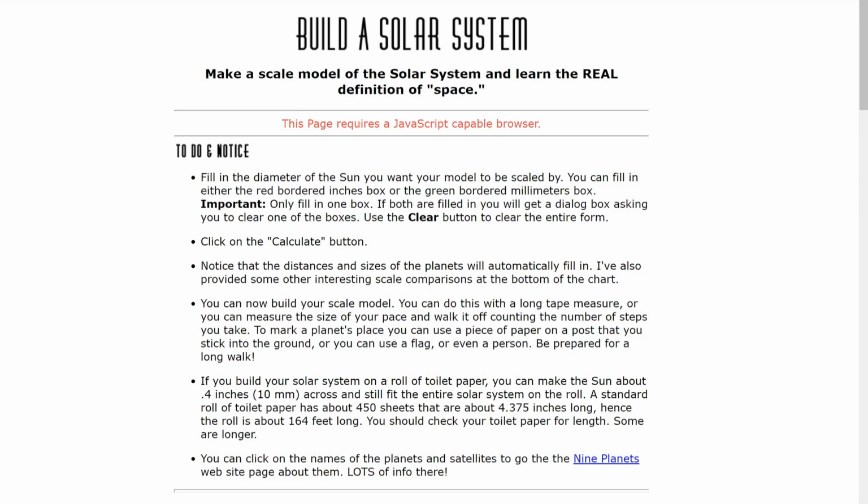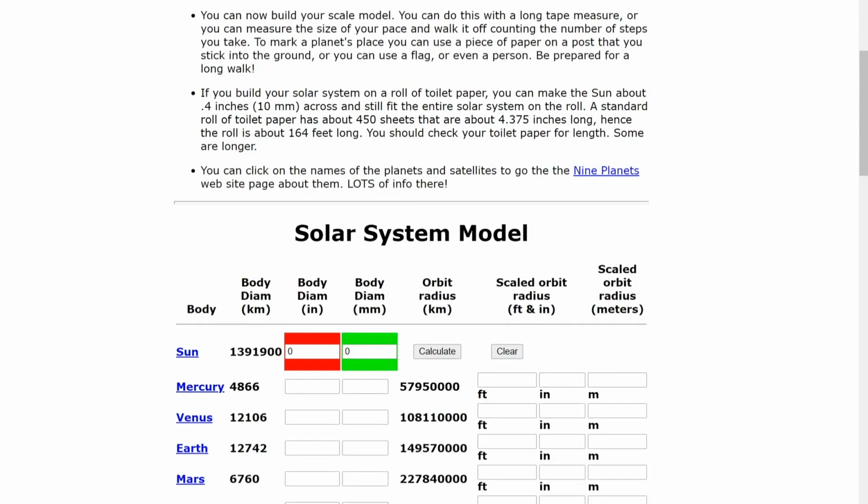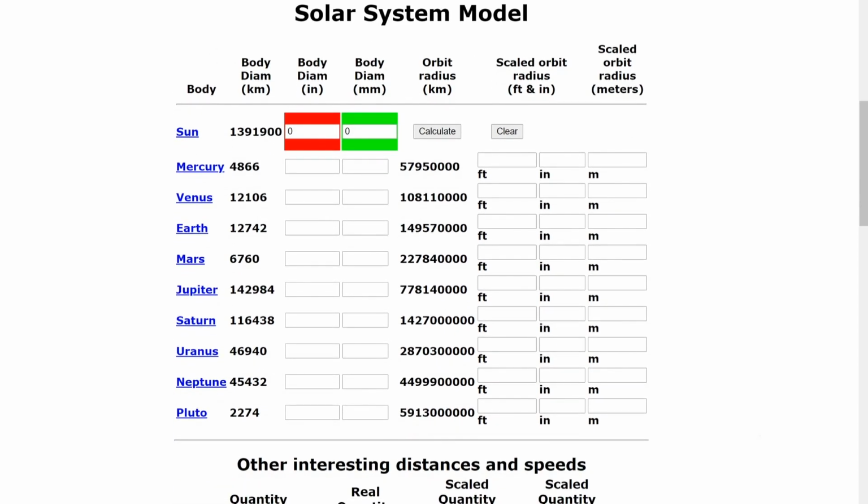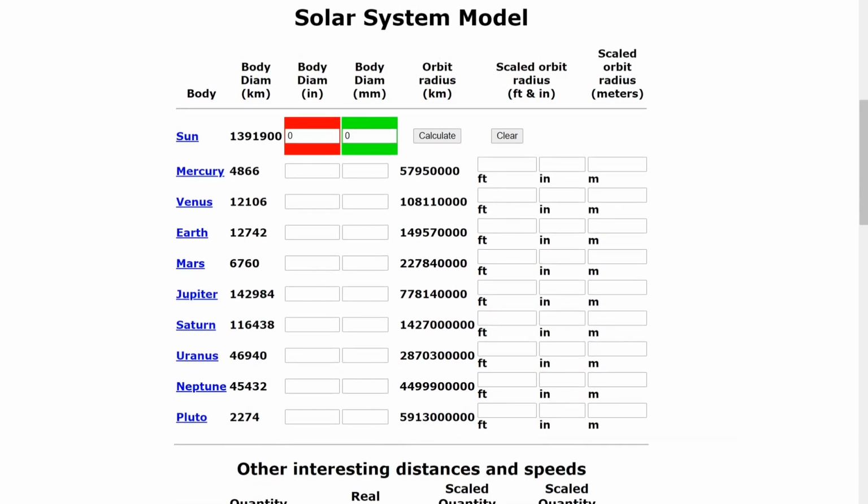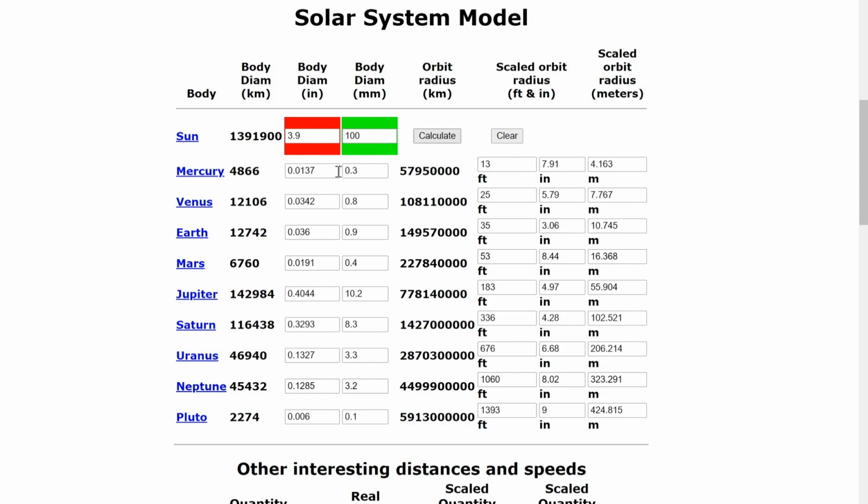You could read that, but effectively you should notice that that table there is very familiar. It's the one we've just been looking at now. And interestingly, this is an American piece of software. It includes inches in there, but we're going to be working in metric, millimeters. So if I put 100 millimeters in there and then click on calculate, you can see how it works out the relative sizes of these other planets, with Jupiter being the largest, 10.2, just over a centimetre.